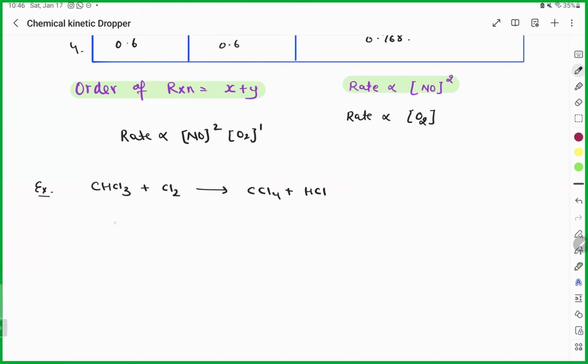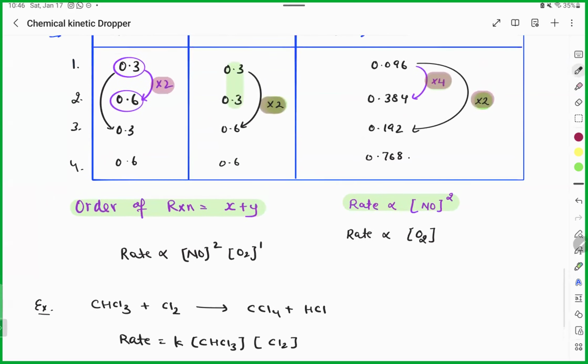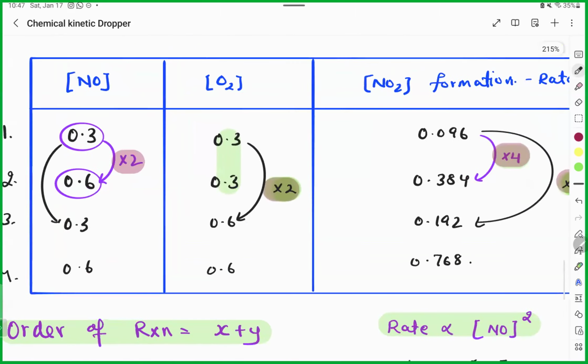Pratigya, what will be the order of the reaction? You are confused by the table. Tell me, did you understand that by doubling, the rate also becomes double? No, it will be 4 times. Tell me again.